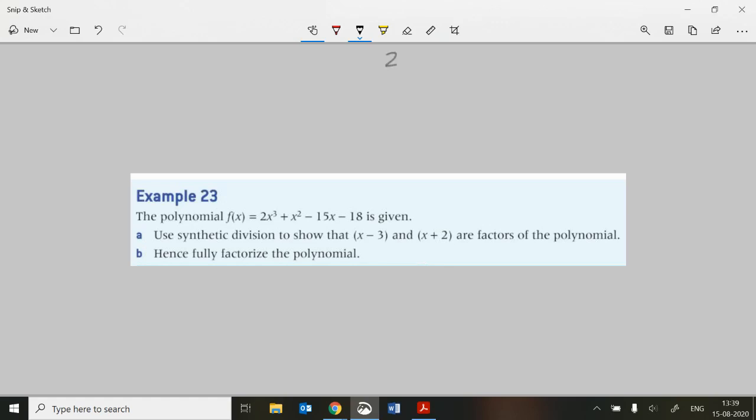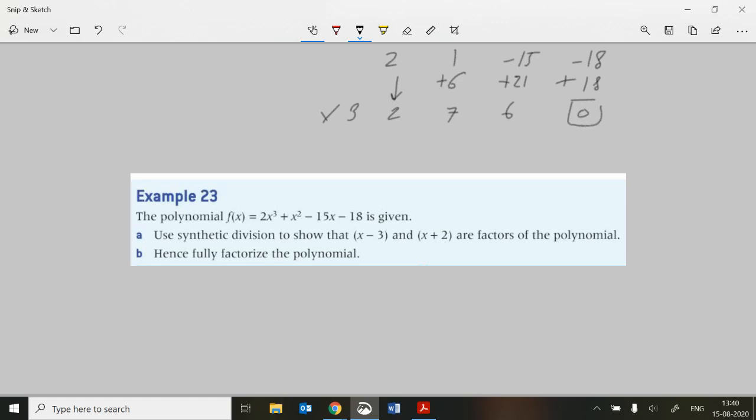So they've got 2, 1, minus 15, and minus 18 here. And remember, we're going to put plus, plus, plus. And then we're going to put in 3 here, so times by 3. Bring the 2 down. 2 goes there. And then 2 times by 3 gives us 6. Okay, 1 plus 6 gives us 7. And then 3 times by 7 gives us 21. 21 take away 15 gives us 6. Nice positive answers here. 3 times by 6 gives us 18. And then we can see we get a 0 on the end, and that's our remainder.